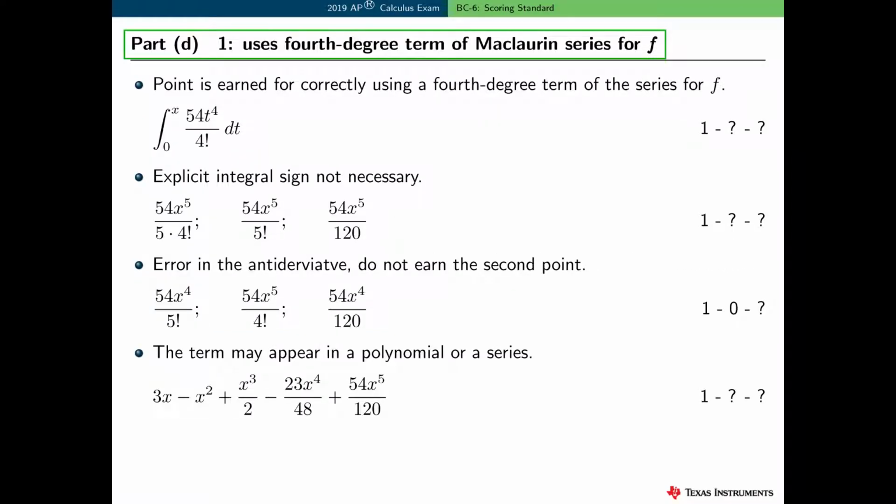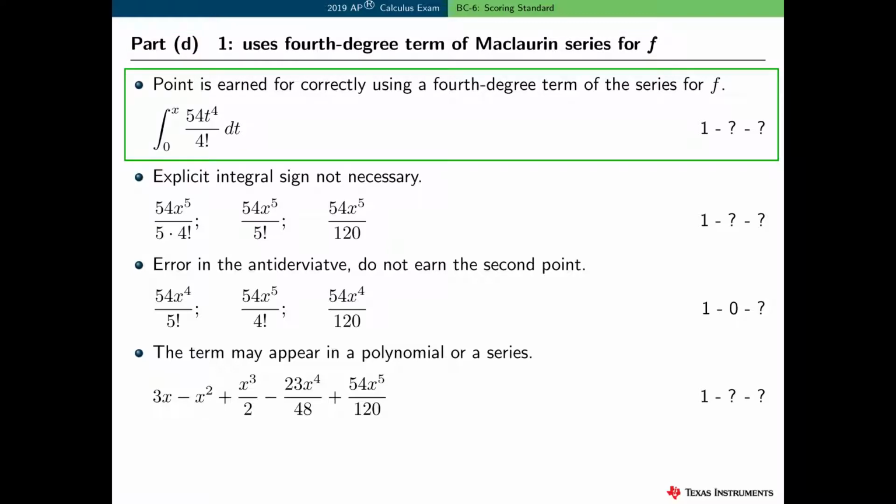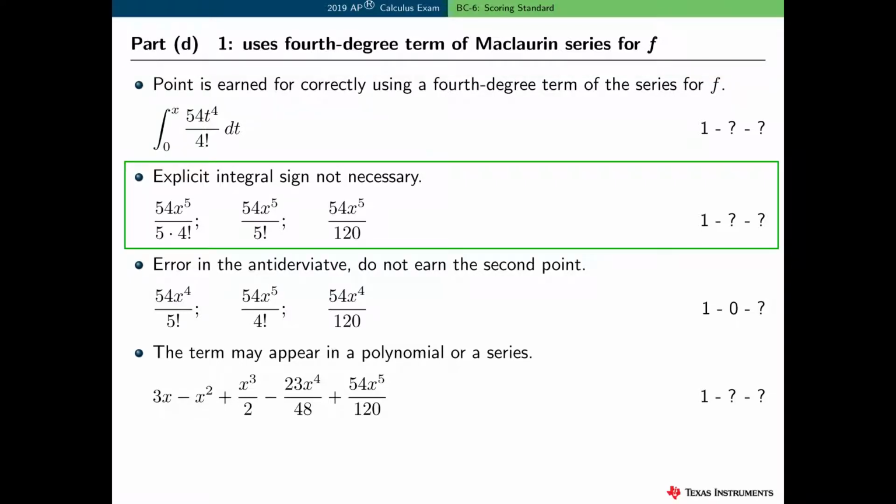The first point in Part D was for using the 4th degree term of the Maclaurin series for f. Now this means we need a term in a power series, and we need evidence of antidifferentiation of the 4th term of the series for f. And this term may appear in a polynomial or a series. Here, the first point is earned for correctly using the 4th degree term of the series for f. There does not need to be an explicit integral sign to show evidence of antidifferentiation. Each of these expressions earns the first point.